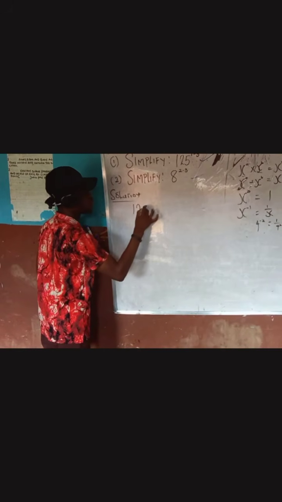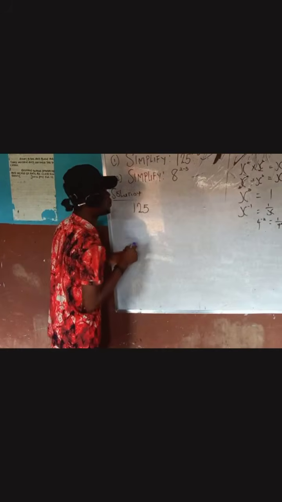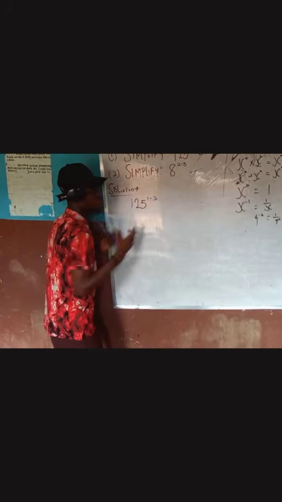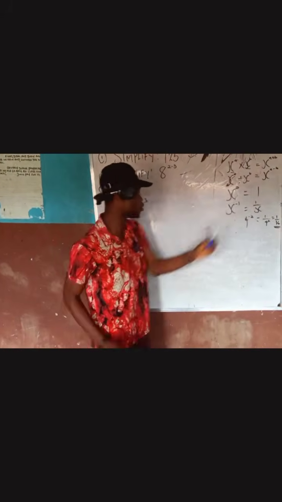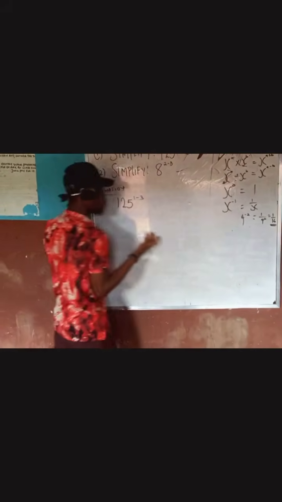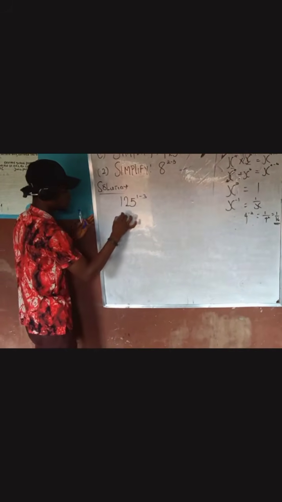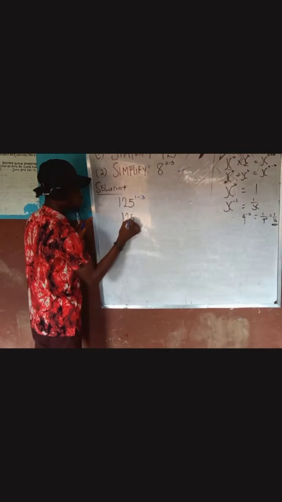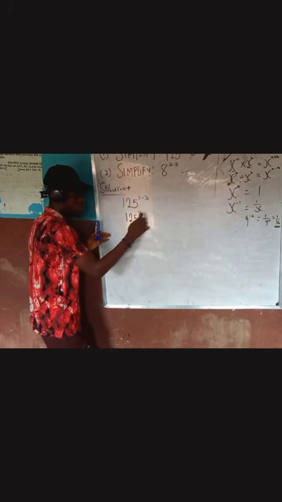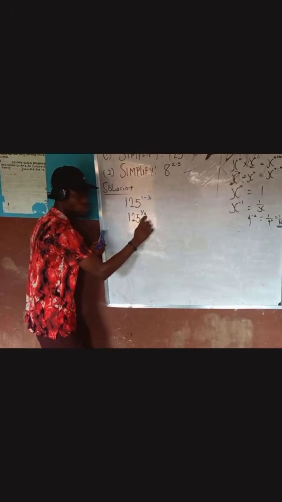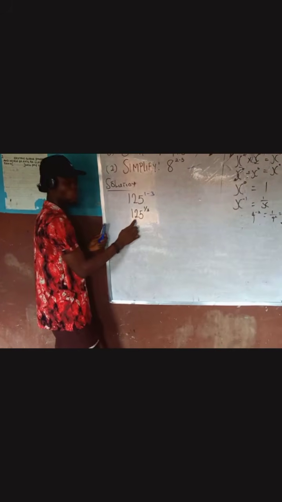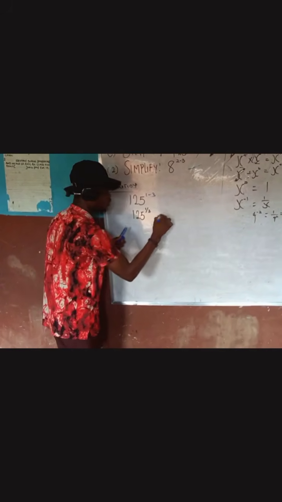125 raised to power 1 over 3. This 1 over 3 is talking about the root. The root here is 3, the power here is 1. Now I will follow the root. What digit will I multiply 3 times, because I'm having 3, that will give me 125?